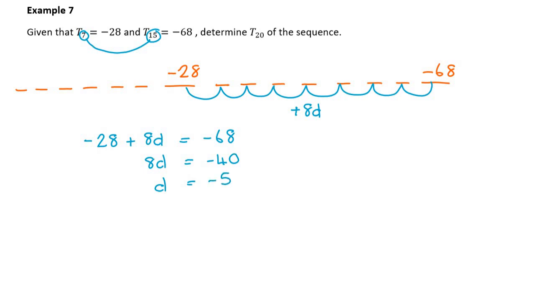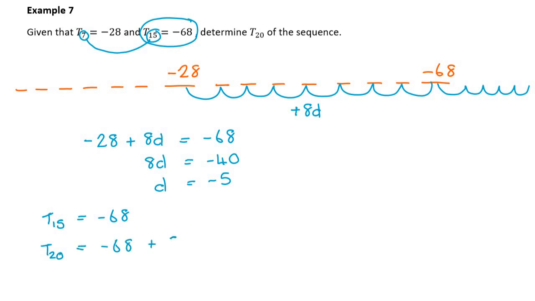Now this question asked for t20. So my question is, can I just keep going? 1, 2, 3, 4, 5. If I know that the 15th term is negative 68, so if t15 is equal to negative 68, won't t20 be negative 68 plus 5 differences? And so won't it be negative 68 plus 5 times negative 5? So it's actually minus 25, which I think is minus 93.